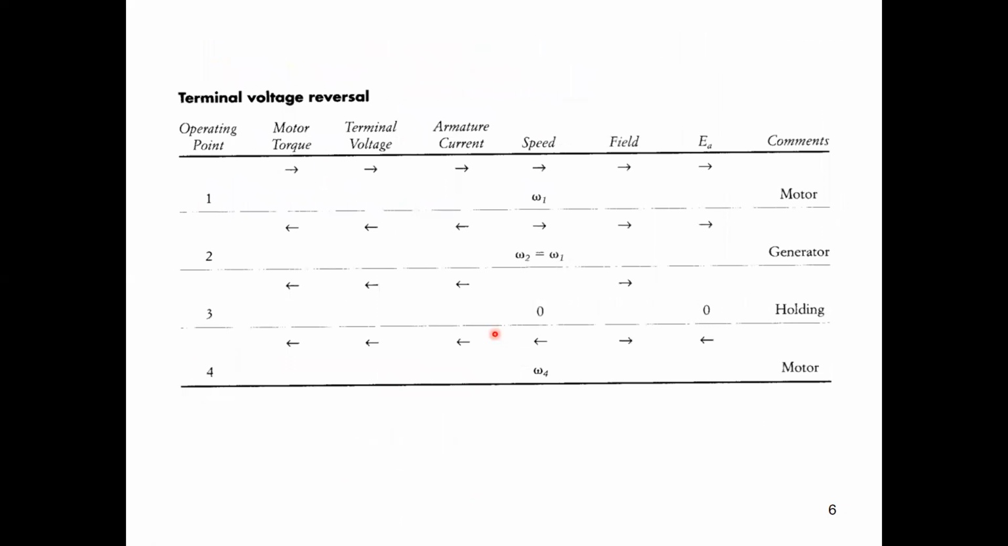So we can summarize the counter current brake or terminal voltage reversal in this table. Simply, at point 1, which was operating in the motoring mode, we have the motor torque in positive sign, terminal voltage still positive, armature current positive, speed positive, field and EMF are positive.